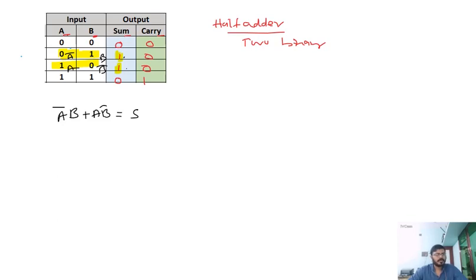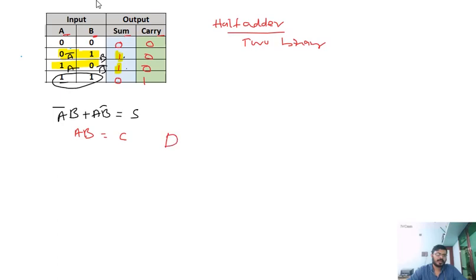Now what about carry? Carry is high when both inputs are high. So the fundamental product for carry will be A into B. So A into B is the Boolean equation for carry. S represents sum and C represents carry.